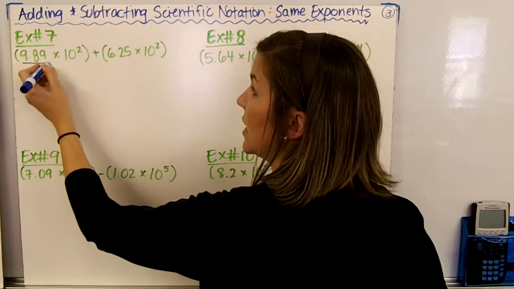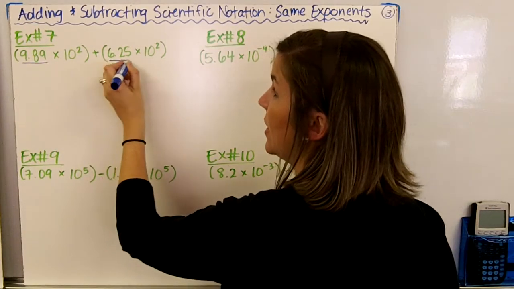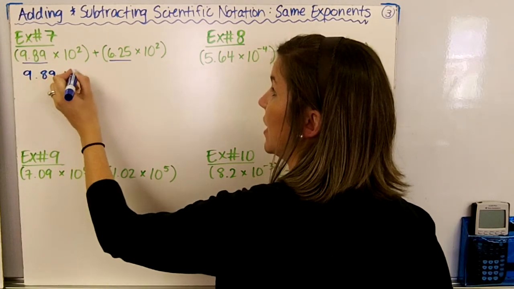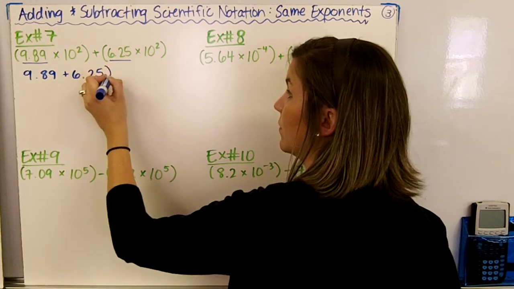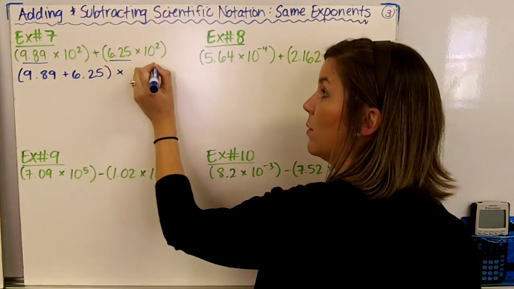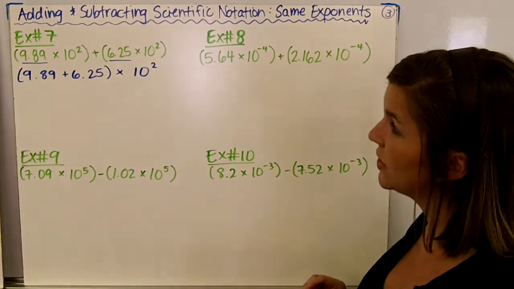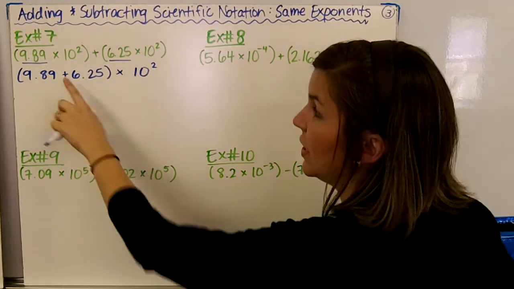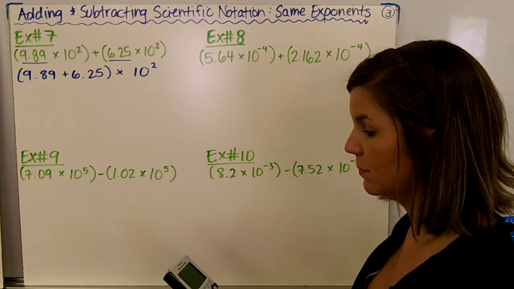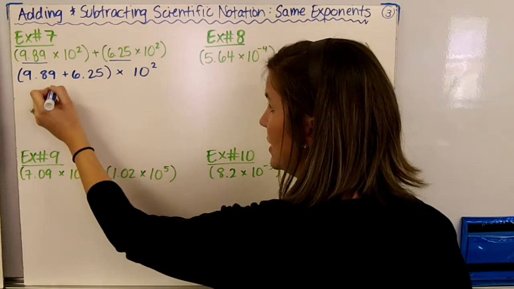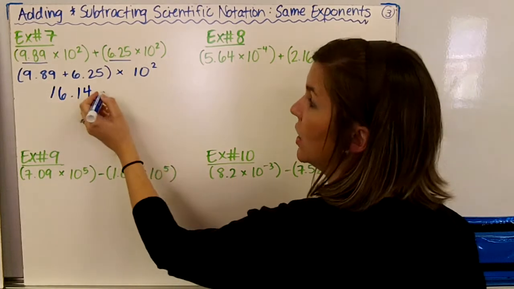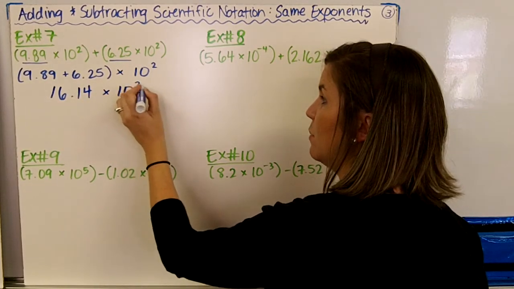So we can take 9.89 and 6.25 and we can pull those out and add them together, times 10 to the 2nd power. We keep our exponent the same, times 10 to the 2nd power. So in your calculator, you can type in 9.89 plus 6.25, and you should get 16.14. 16 and 14 hundredths. Carry down the 10 to the 2nd power.